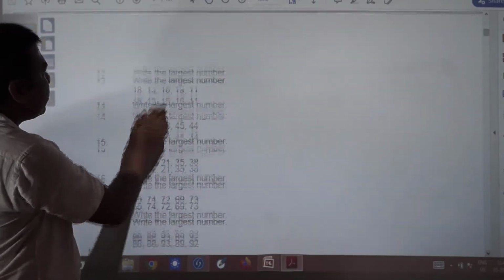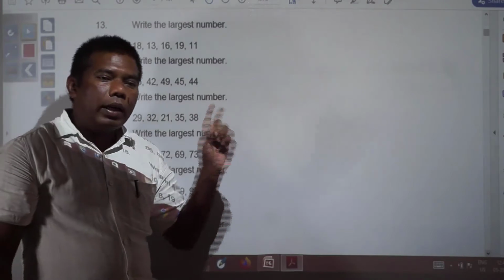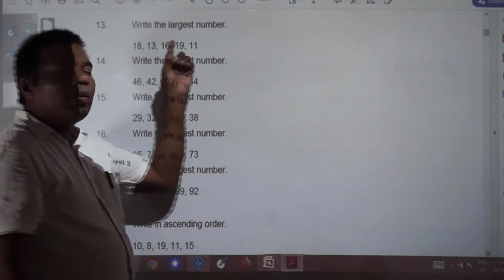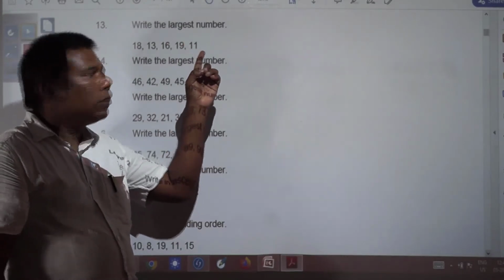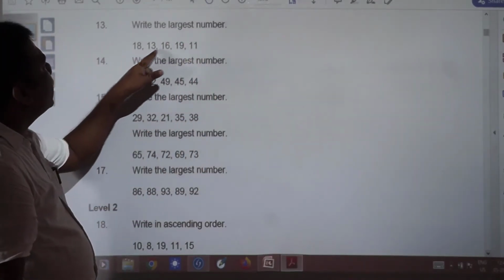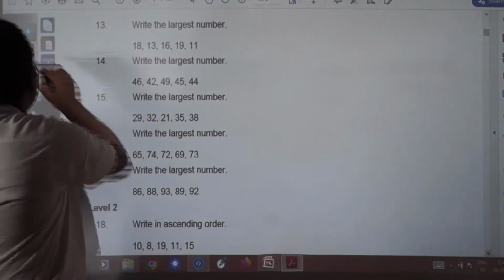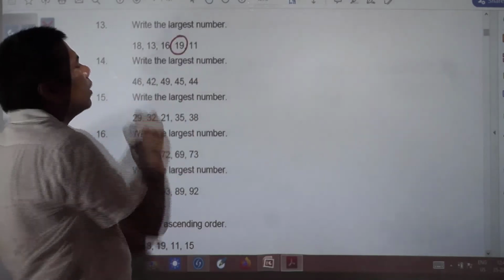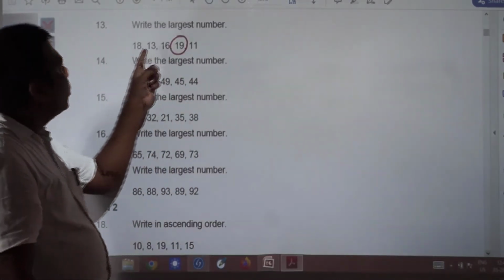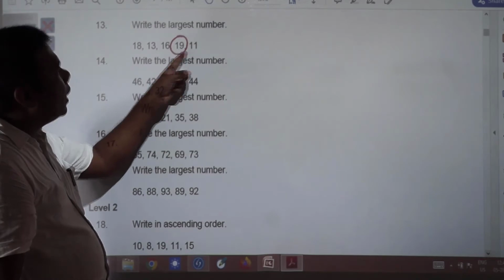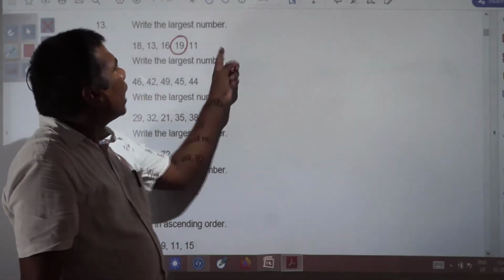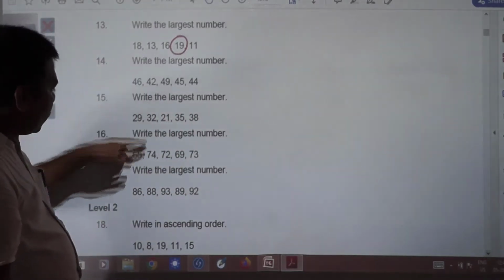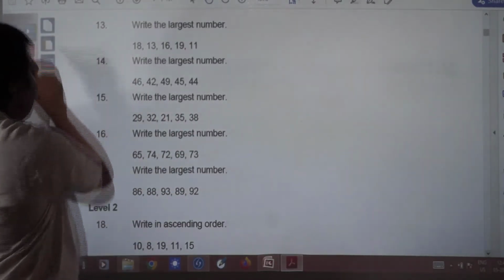Next you see largest number. So again, if you know which one is the smallest number, you must know what is the largest number, the biggest one. So you see 18, 13, 16, 19 and 11. What do you think? Which one should be the largest one? 19. 19 is the largest one. So it has been circled, or simply answer you can write. The largest number is 19. Like this you can write. Similar questions are there. So I think you will be able to solve.